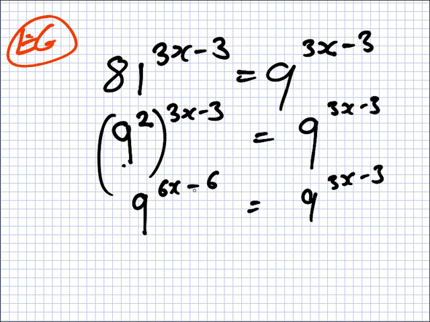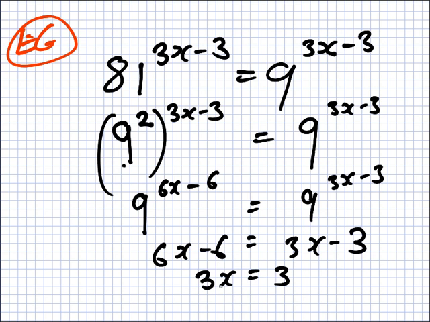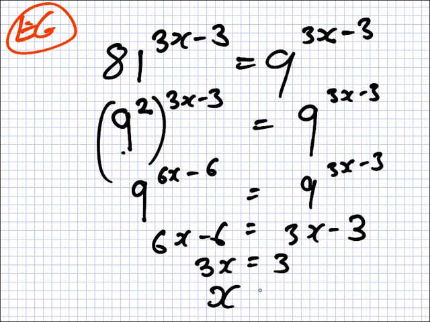Now, 9 to a power equals 9 to a power. So the powers must be the same power, right? It must be that 6x minus 6 equals 3x minus 3. Which means that 3x equals 3. So finally, x must be 1. Okay? Can you write that example down? That's our first example.